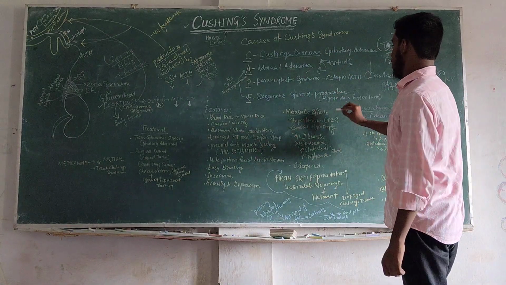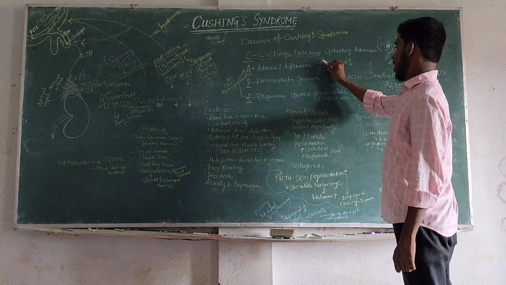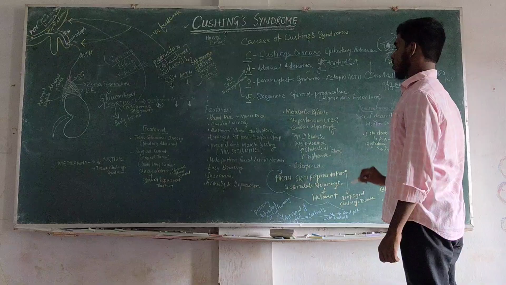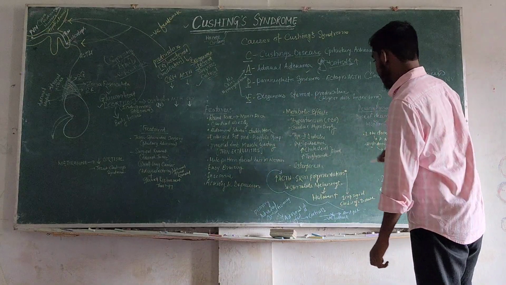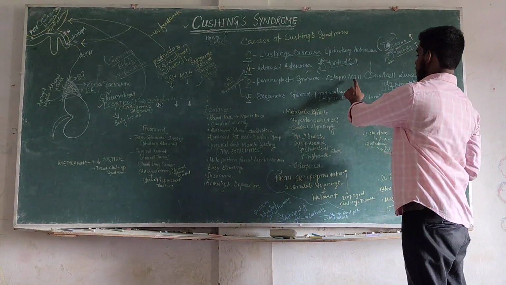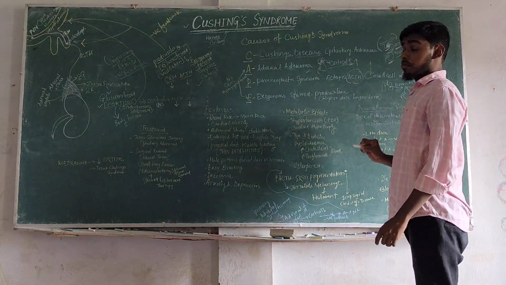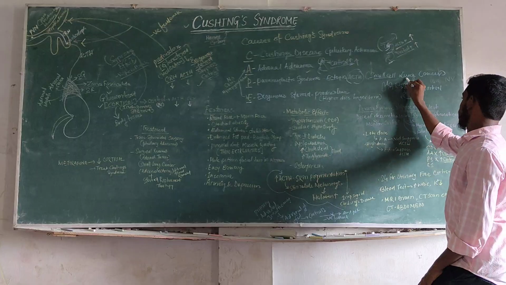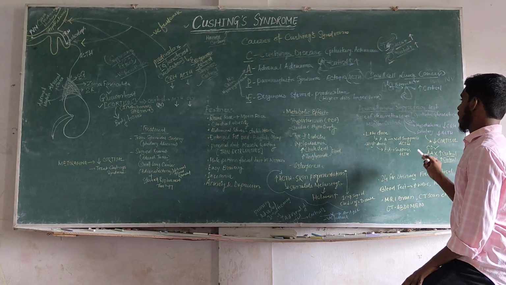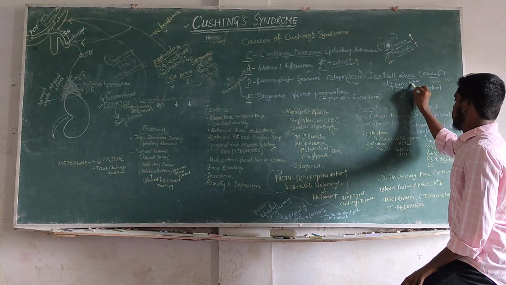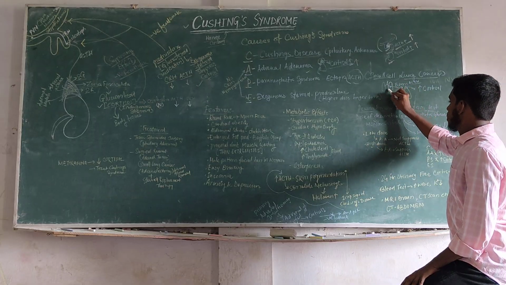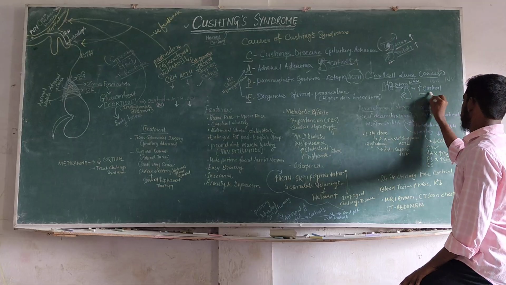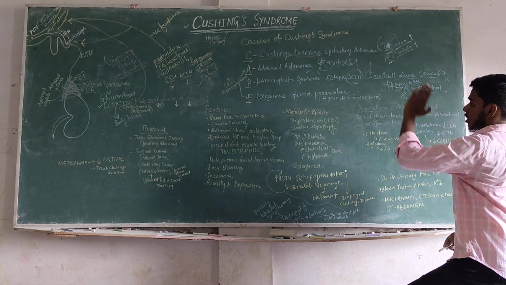Then adrenal adenoma. In the adrenal cortex or adrenal gland, if an adenoma occurs, then the cortisol level automatically increases. And paraneoplastic syndrome means ectopic ACTH. If ACTH is released from somewhere other than the anterior pituitary, we can take the case of small cell lung cancer. When small cell lung cancer happens, there is ectopic ACTH release. In the lungs, there are some cells which can release ACTH hormone, which goes to the adrenal cortex and releases cortisol, which will further cause Cushing syndrome.